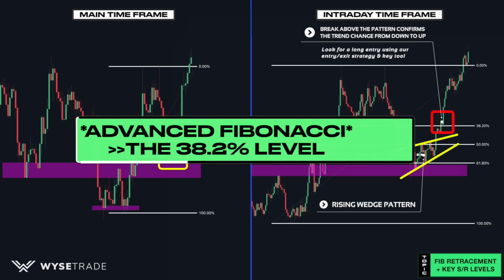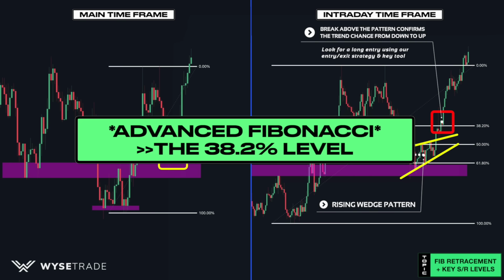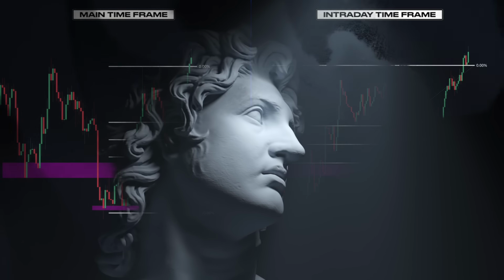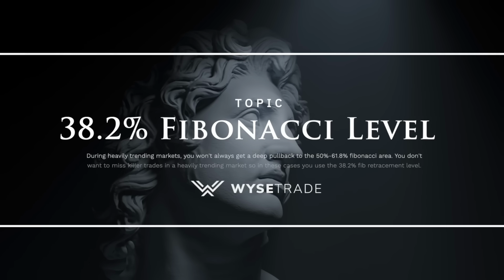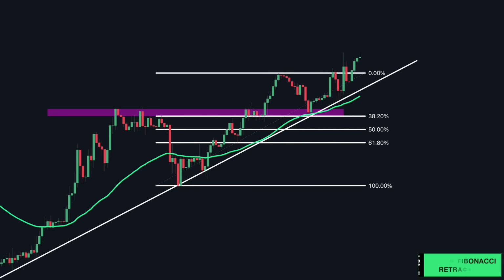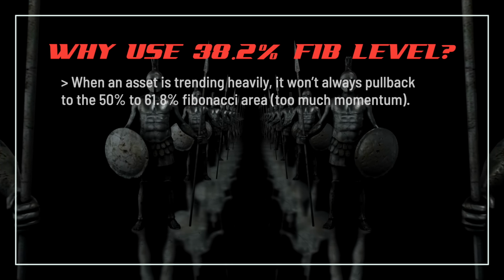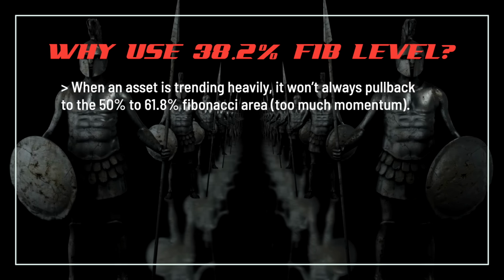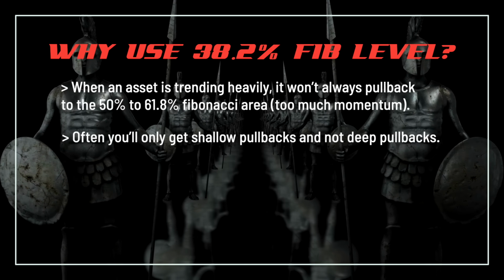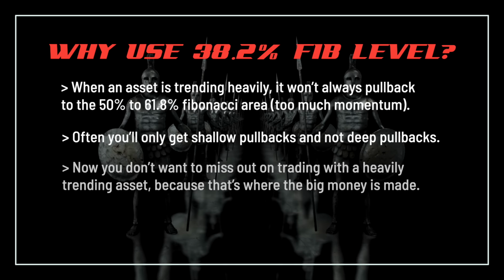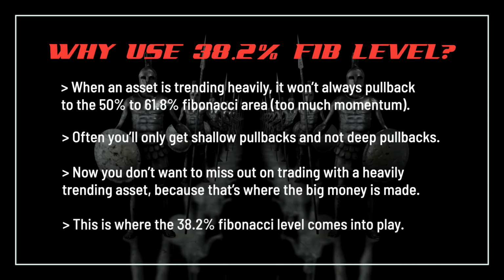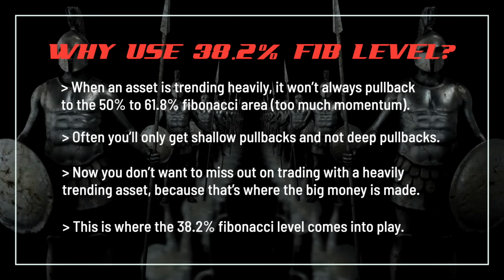Let's now get into how to use the 38.2% Fibonacci level. When an asset is trending heavily, it won't always pull back to the 50% to 61.8% Fibonacci area. Often, you'll only get shallow pullbacks and not deep pullbacks. Now, you don't want to miss out on trading with a heavily trending asset, because that's where the big money is made. This is where the 38.2% Fibonacci level comes into play.